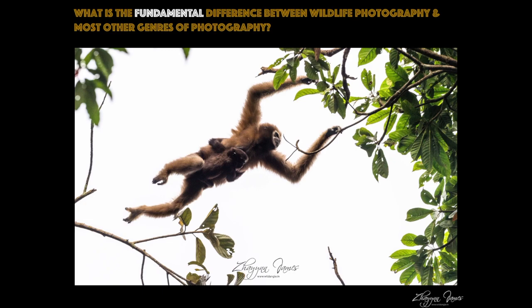As in this case, with this hoolock gibbon that jumped across from one tree to the other with its baby. All we could do is stand and wait. We were hoping it would jump. Would it jump? We didn't know. When would it jump? We didn't know. Was it going to go left to right, right to left? We didn't know. So all of this is kind of symptomatic of wildlife photography.